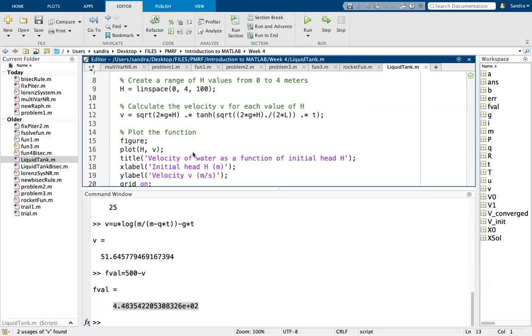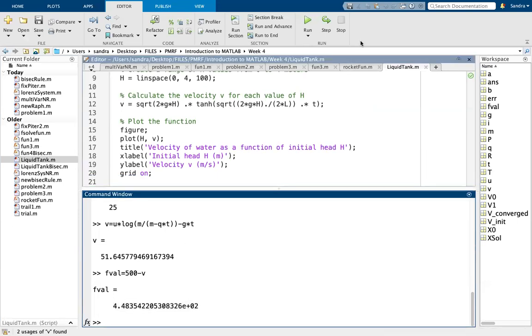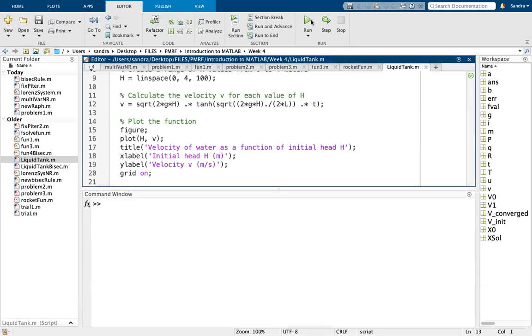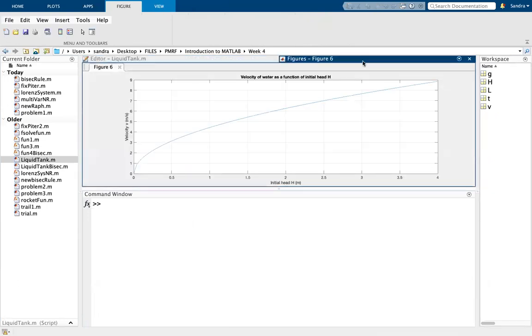Now I am directly plotting it. So once I plot, this is what I'll be getting, a curve like this. This is initial head h, velocity v, with h going from 0 to 4. This is how my function looks. That's the first part of the function.